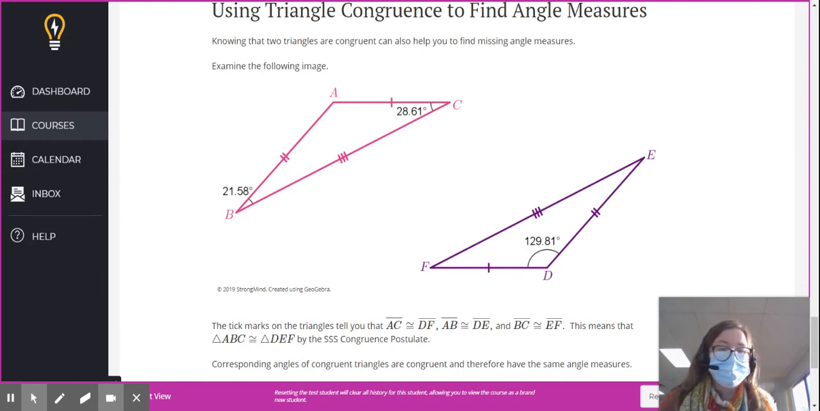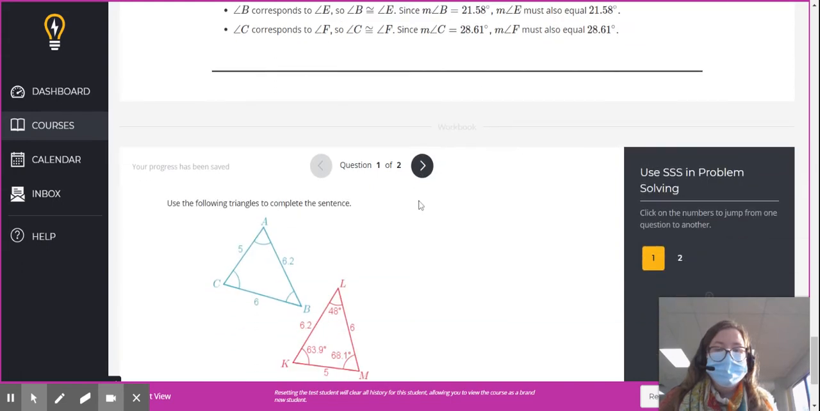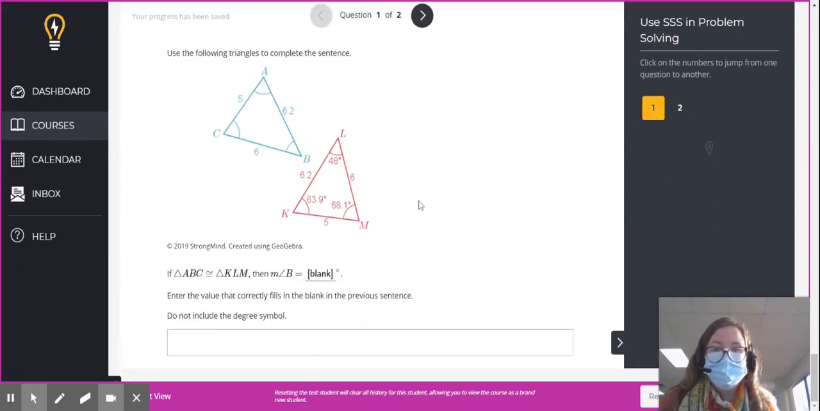So if I wanted to know the measure of angle A, I would just look at here and know that that was 129.81. If I wanted to know the measure of angle E, since it's across from the 1 tick mark, that means that it's going to be 21.58. So you can just do it like that. So then we will do the actual homework for it.